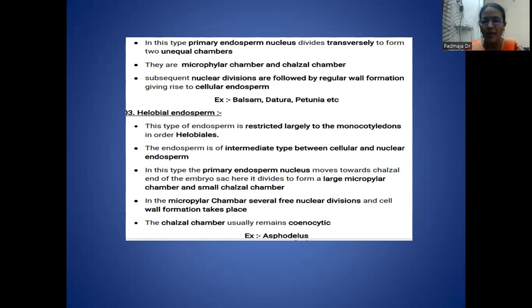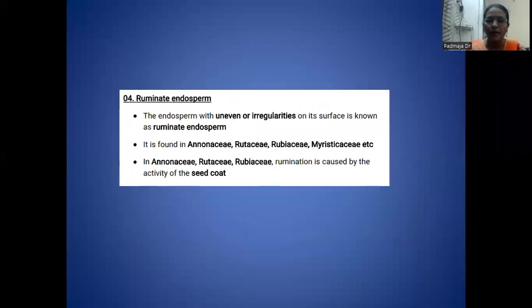In the micropylar chamber, several free nuclear divisions and wall formation will be taking place. As a result, the chalazal chambers remain coenocytic, meaning many nuclei are present without the formation of a wall. And this is seen in Asphodelus. And the important one is the ruminate endosperm. We may expect a bit regarding the ruminate endosperm.